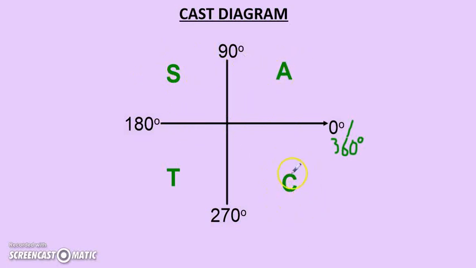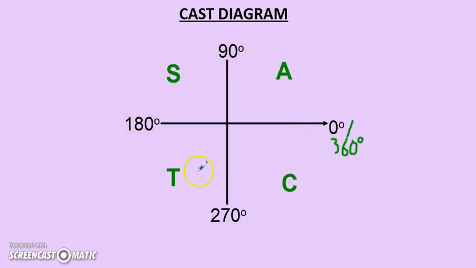You start in the bottom right, and you go C-A-S-T. Well, that's where cast comes from, okay? Just the easiest way to remember is C-A-S-T, starting in the bottom right, okay? And once you've drawn these a few times, they come naturally to you.